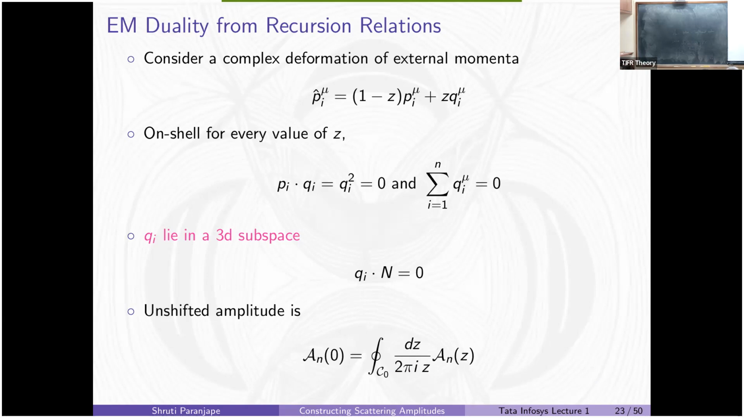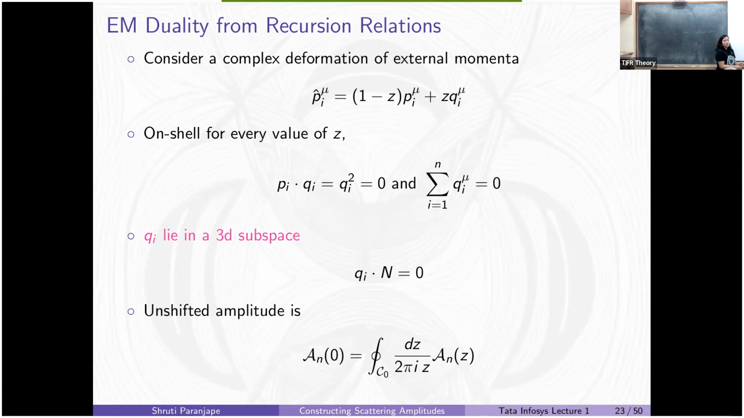Now you still have some freedom in choosing q, and what we want to do is choose it so that when z equals 1, all your momenta lie in a 3D subspace. This is because we know what happens to the amplitude when you are in a 3D subspace: it vanishes. So this is how you're going to choose q. As I said, now you know what happens to the amplitude at two special points. At z equals 0, it's the unshifted physical amplitude. At z equals 1, it's 0.